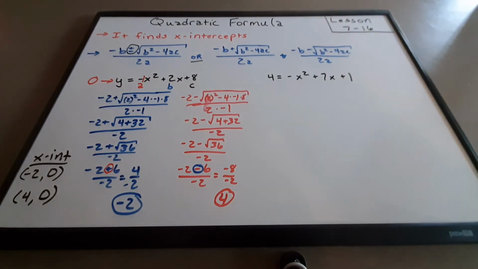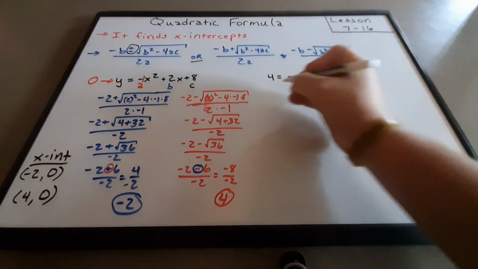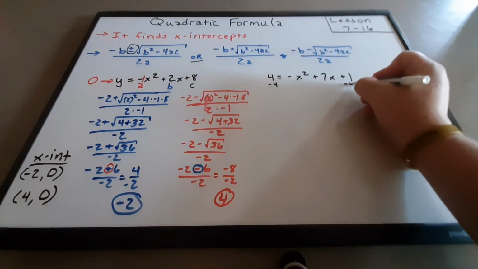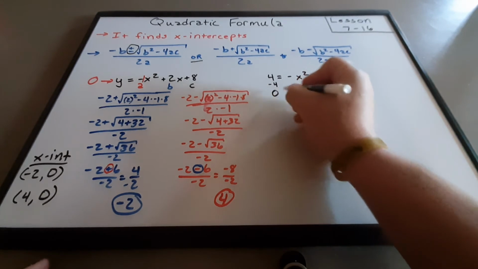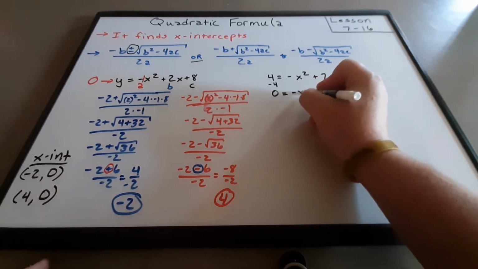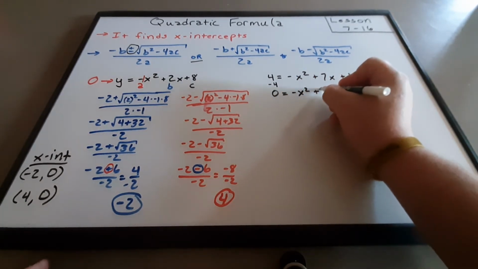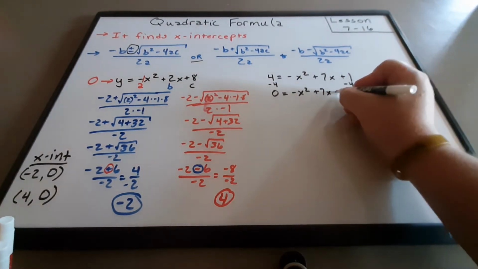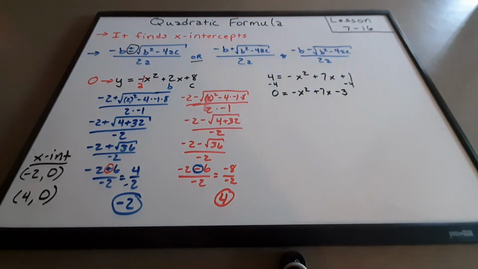Okay, most of the time you use it just for x-intercepts, but I want to show you another situation where we're going to use it to find a non-x-intercept. Here we're using it to find 4. But for the problem to work, you must be finding where this is 0. So all we have to do is subtract 4, because 4 minus 4 makes 0. Do it on both sides, and you get 0 equals negative x squared plus 7x, and instead of the positive 1, we do positive 1 minus 4, which gives us negative 3.